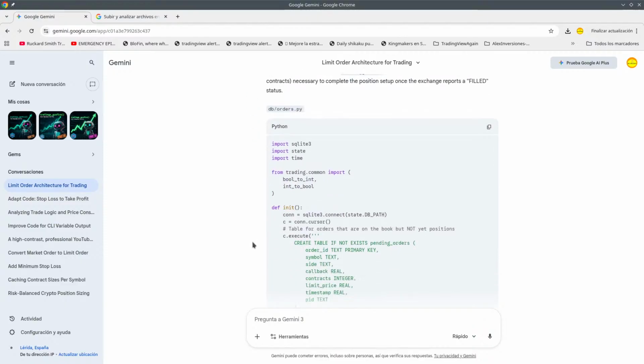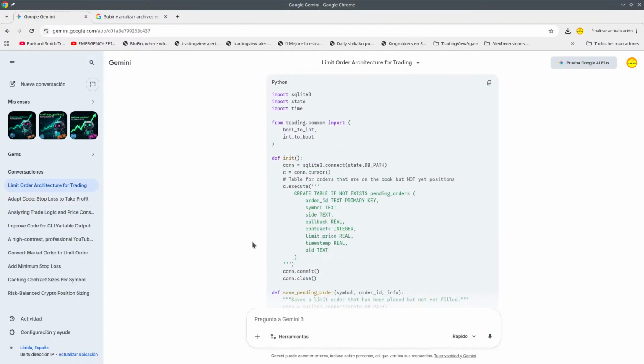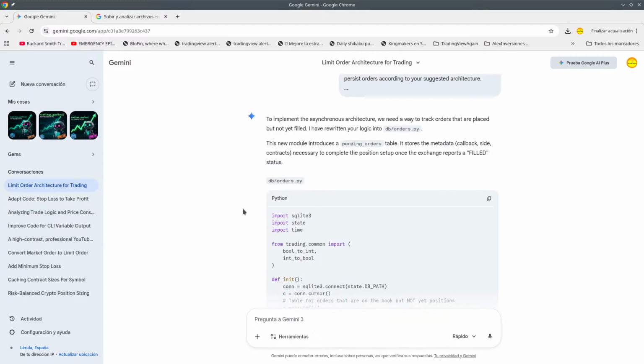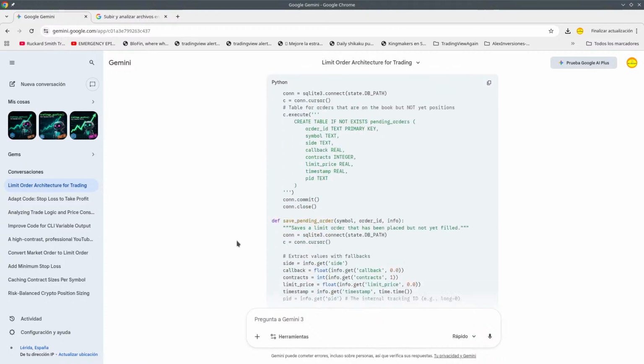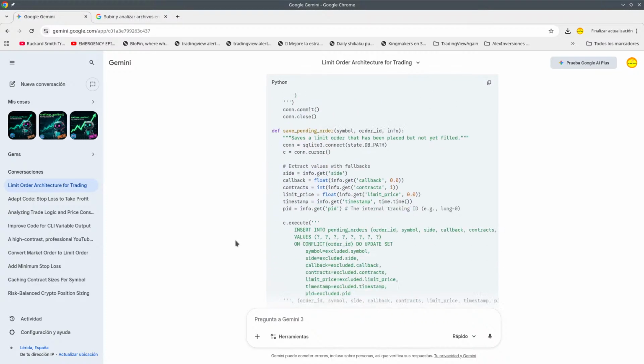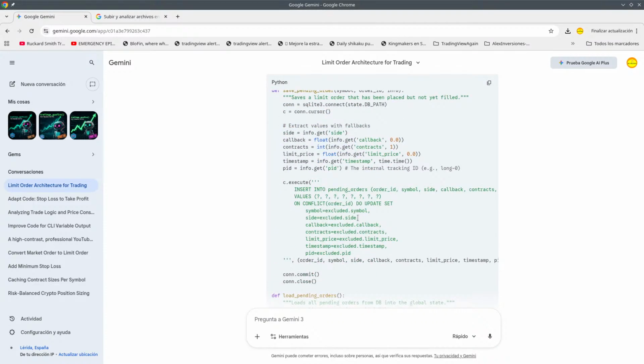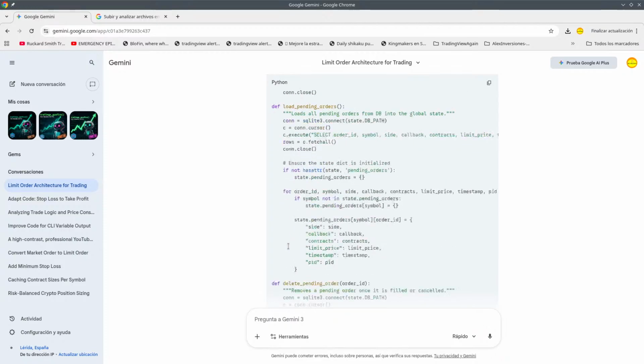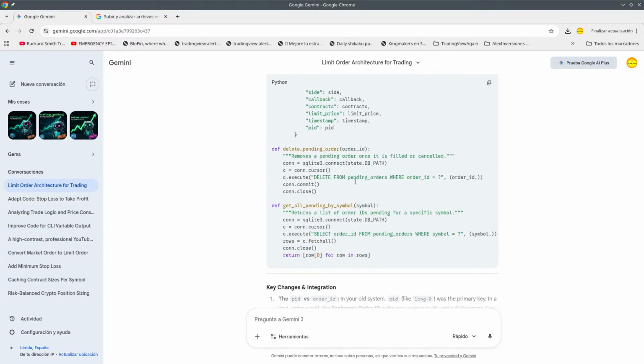Why the hell is it going to be using, okay, db path. Pending orders table. It stores the metadata, callback, side, contracts necessary to complete the position setup once the exchange reports a filled status. That's a good idea to have. Save pending order, this thing and that. Load pending orders, delete pending order, get all pending by symbol.